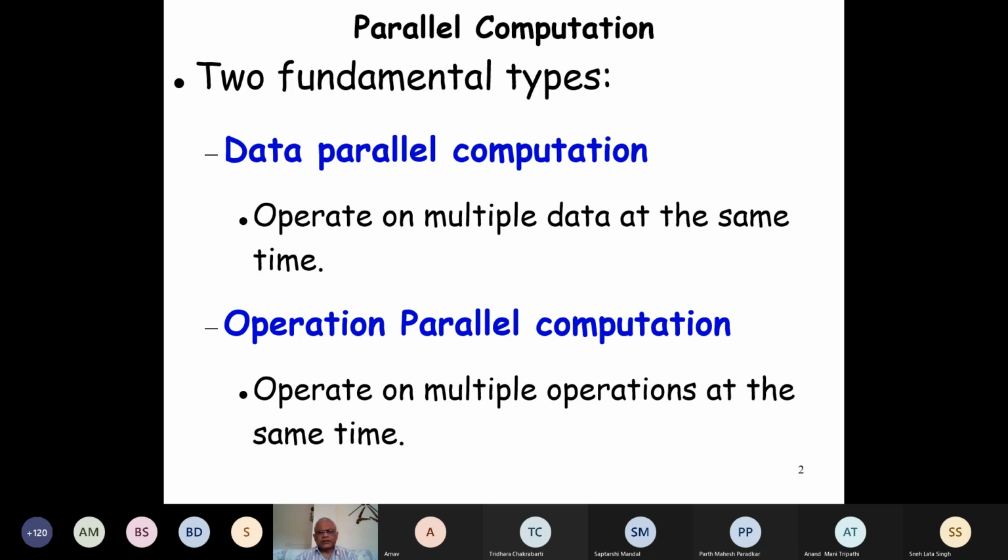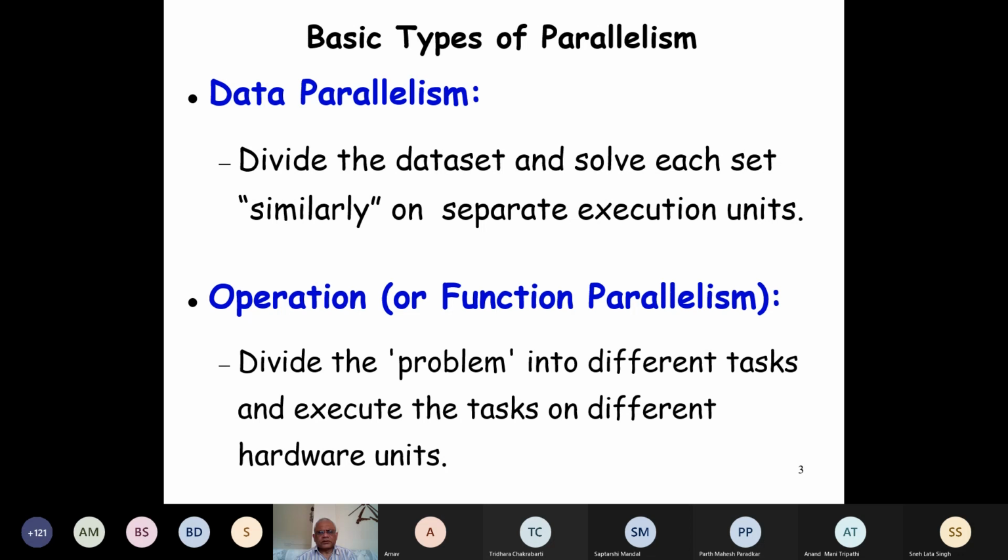Let me just repeat that. The different instructions of a program are concurrent. They execute exactly at the same time on different processors. So in data parallel, we divide the data set. Let's say a large picture we will divide into 16 by 16 pixels or 4 by 4 pixels. Each unit is 4 by 4 and so on, and then perform some computation on each of these data sets. Whereas in function parallel or operation parallel, we divide the problem into different tasks.